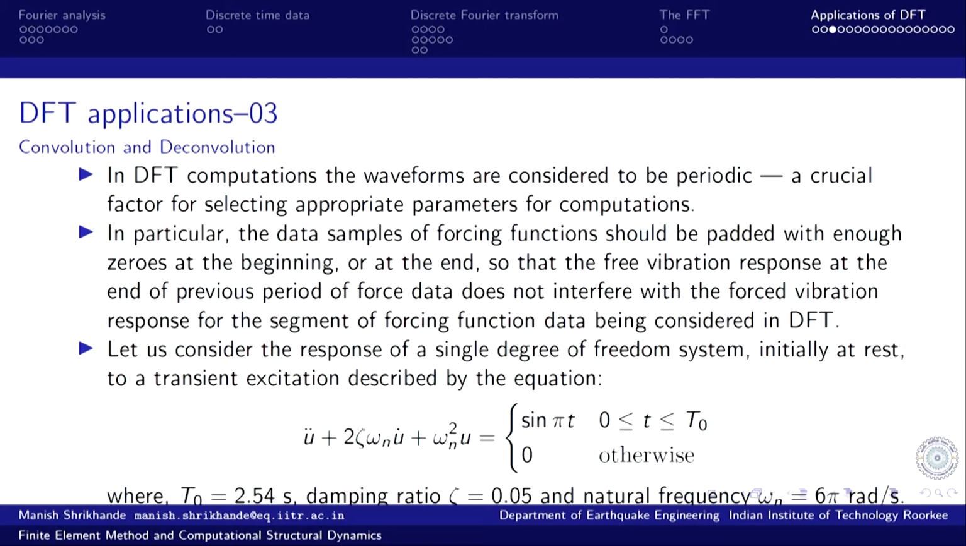So, the excitation is sin(pi t) for t ranging from 0 to t naught, and outside this range it is 0. So, let us see how it looks like.